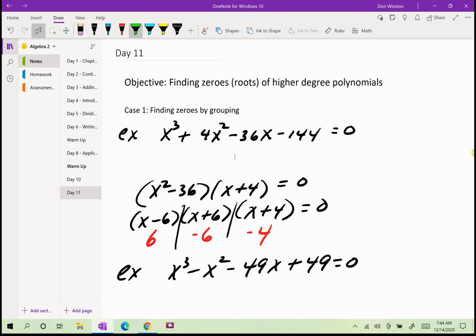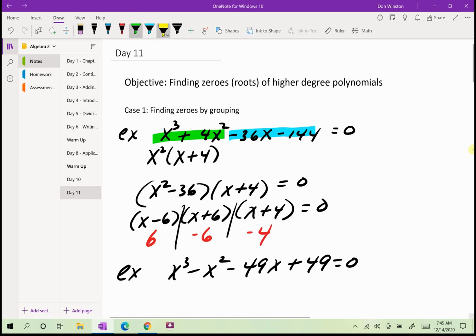Okay, so let's see here. I have a cubic polynomial, x cubed plus 4x squared minus 36x minus 144. So I'll treat x cubed plus 4x squared as one group, and then I'll treat negative 36x minus 144 as another group. Out of the first group, I can factor out an x squared, and so that will leave me with x plus 4. Now remember, as I said on Friday, you always get a hint how to factor the second group by factoring the first group.